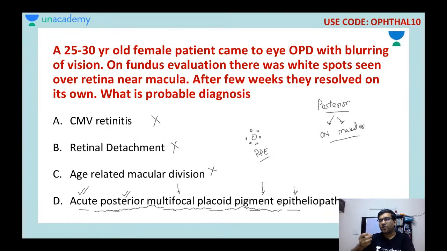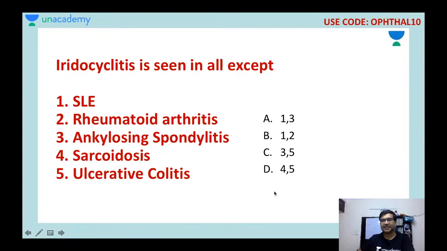It is a type of syndrome, or a type of group of diseases, which are called white dot syndrome. Okay, so there are a lot of white dot syndromes. Out of them, one is the acute posterior multifocal placoid pigment epitheliopathy. Is it clear, Danish? Okay, chalo, let's move to our next question. Another question which is taken from the Ionized CT exam. So question is, iridocyclitis is seen in all of the following except, your options are SLE, rheumatoid arthritis, ankylosing spondylitis, sarcoidosis, or ulcerative colitis. Try to answer.